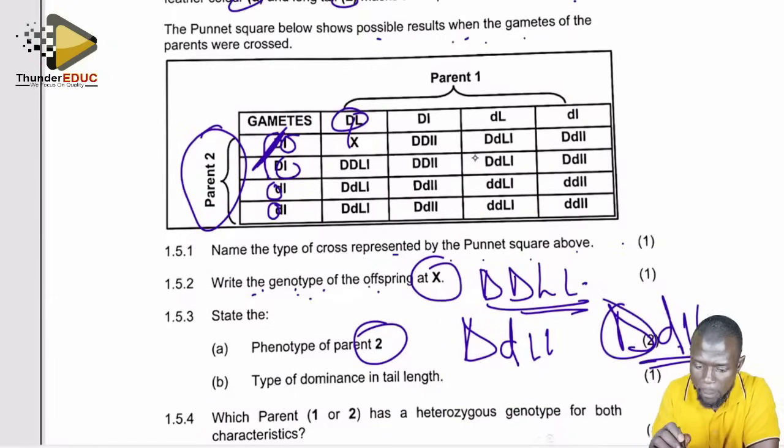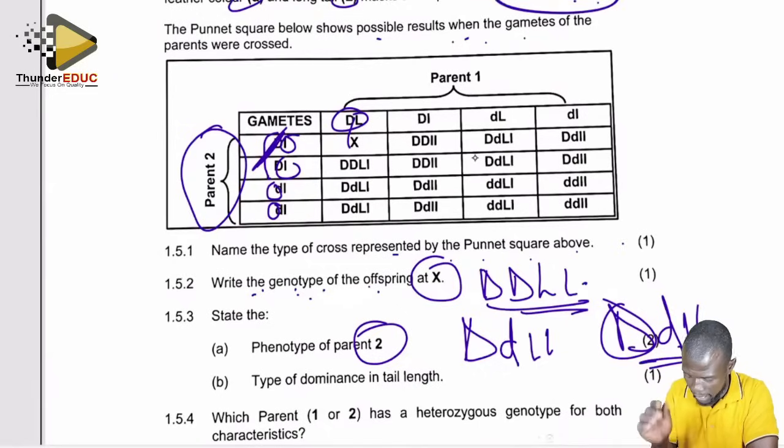Capital D means what? We come back and find out. Capital D is dark feather. And then small l: long tail masks the expression of the short tail. So this is small l. So it means that it's going to be dark feather with short tail. Yes, so that is going to be the most correct answer.